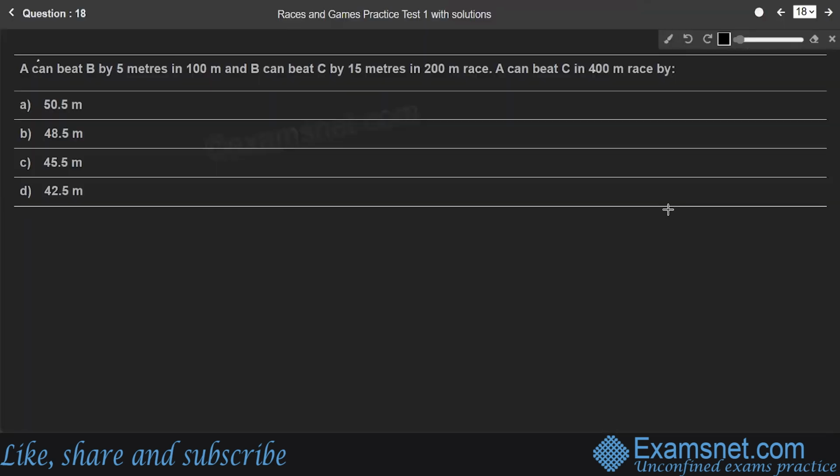Question number 18. A can beat B by 5 meters in a 100 meter race, and B can beat C by 15 meters in a 200 meter race. A can beat C in a 400 meter race by how many meters? So we'll consider 3 races of length 100 meters, 200 meters, and 400 meters, right? This is the 200 meters race, and lastly the 400 meters race.